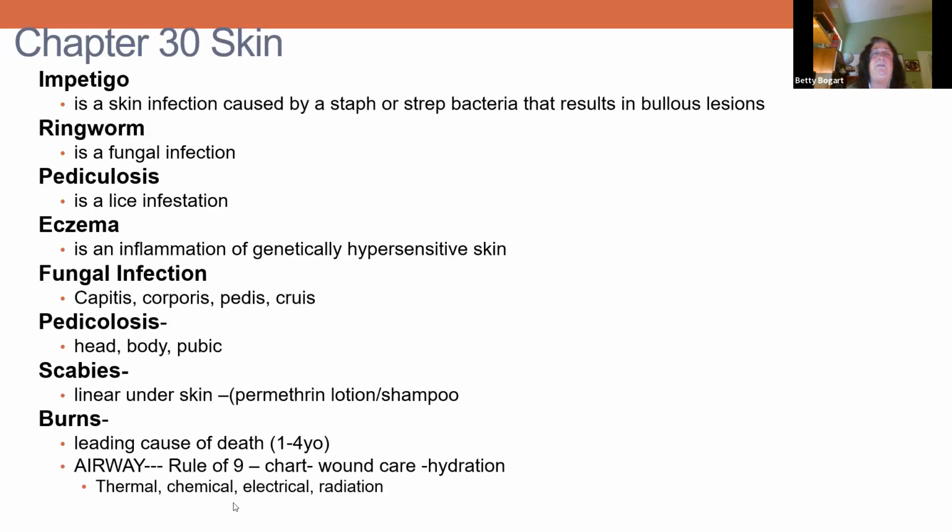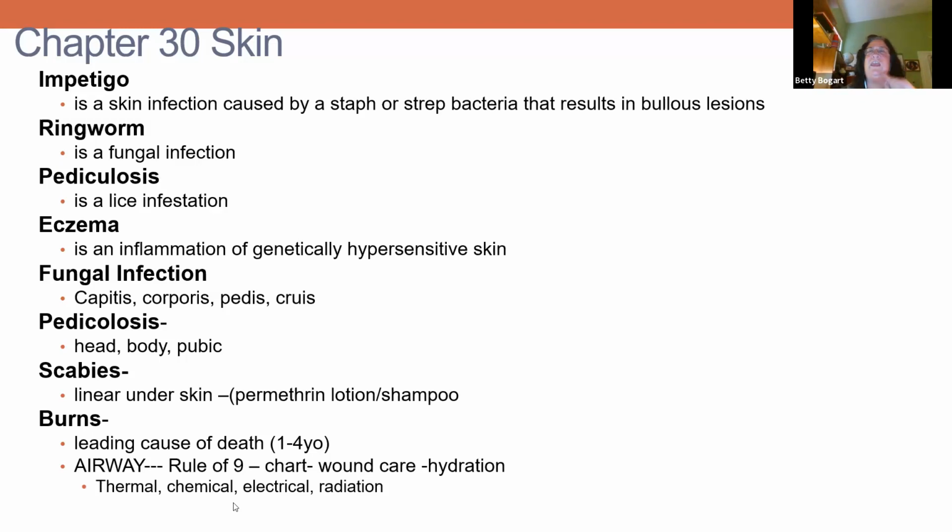Some skin things. Impetigo. My grandson had a really bad case of this up the back of his leg, and it was oozy, juicy, painful, and it's a bacteria. Ringworm is a fungal infection, so it needs a fungal cream. Pediculosis, lice. They need the shampoo for their hair and a fine tooth comb to get it out, and then you have to wash everything in the world. My daughter had hair down to her butt, and her ponytail was like 8 inches wide, and I had to put that comb through her hair, and she had it 3 times in kindergarten.